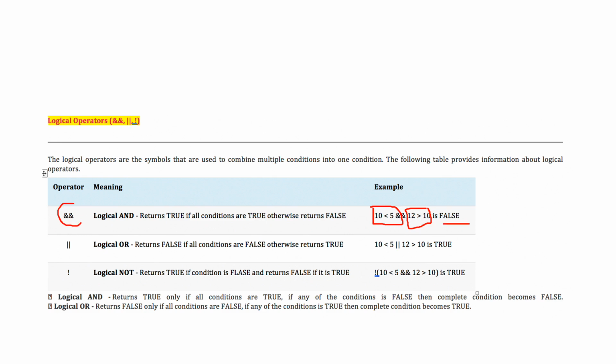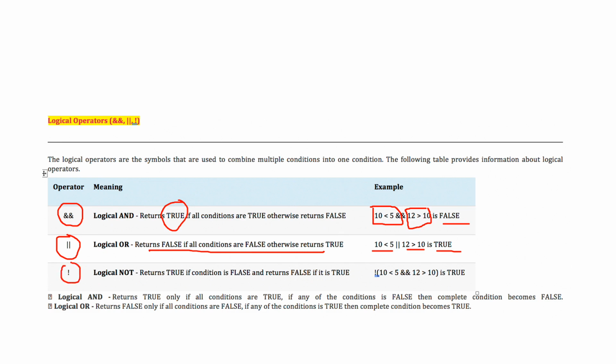So with false and true, the AND will return false. The AND, which is called the logical AND, returns true if all conditions are true. That is, before the AND and after the AND should be true, and all expressions should be true in order to return true. Now this is the logical OR. It returns false if all conditions are false, otherwise it will return true. For example, 10 less than 5 is false, 12 greater than 10 is true, so it will return true. It will return false only if all conditions are false.